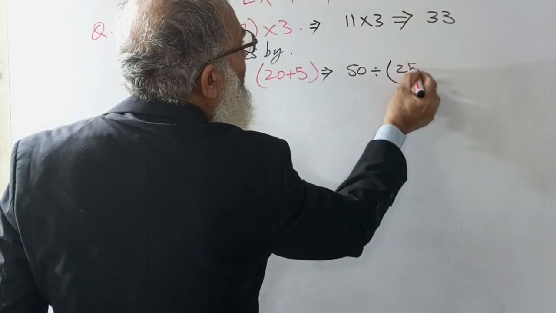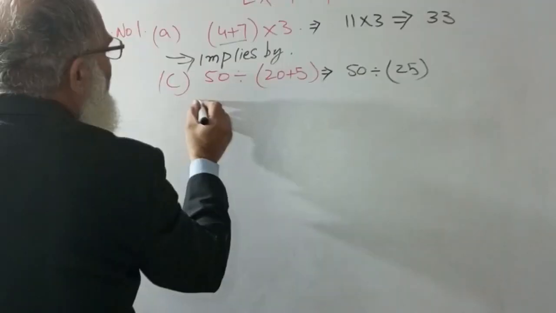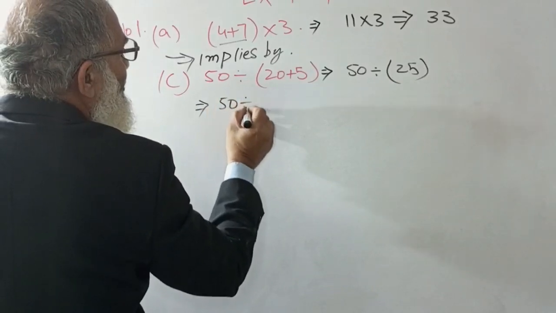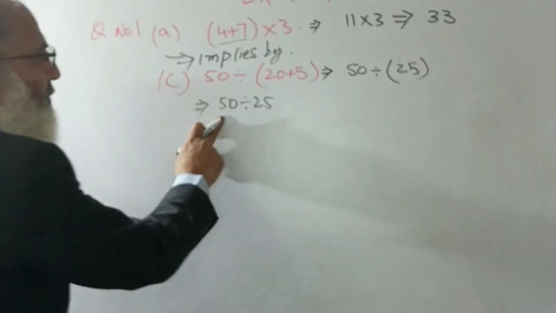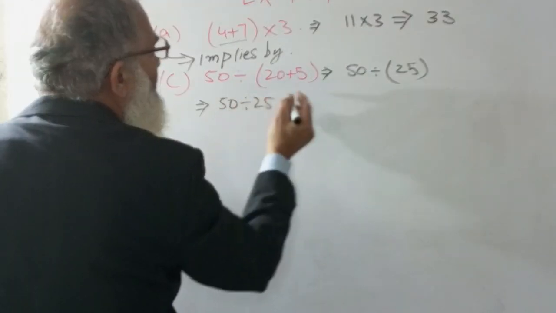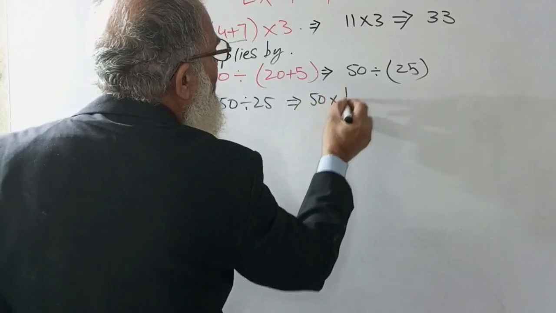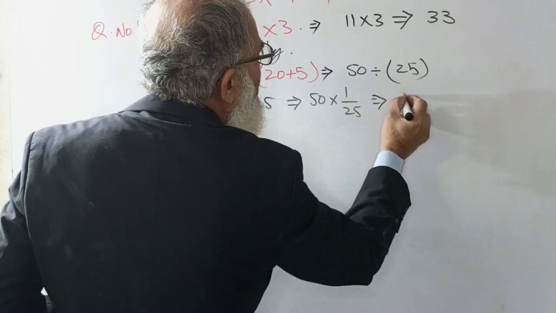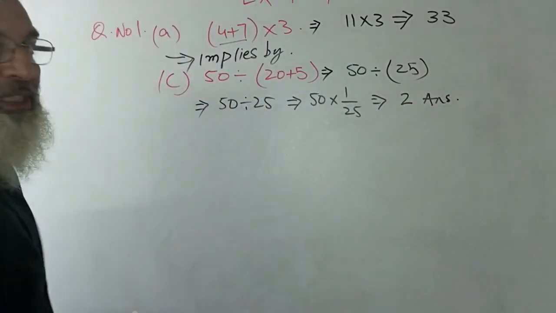So it becomes 25. Okay. So again, 50 divided by 25. You can directly divide it by 25, or you can convert this into a multiplication sign. So what does it become? 1 upon 25, or that is equal to 2. Answer. See how simple these questions are.